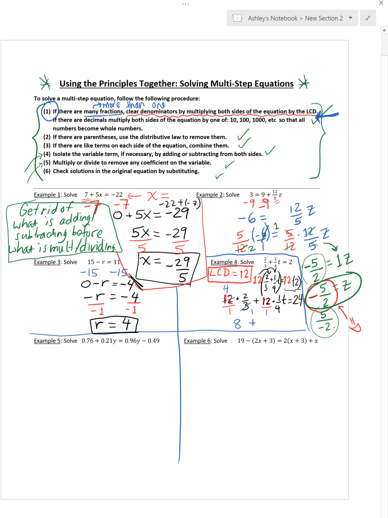How about the next term? I have here a 4 and a 12. They can reduce. 4 goes into 4 once. 4 goes into 12 3 times. So this becomes a 3t.